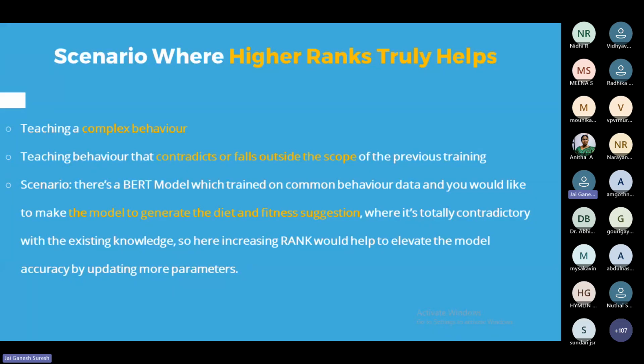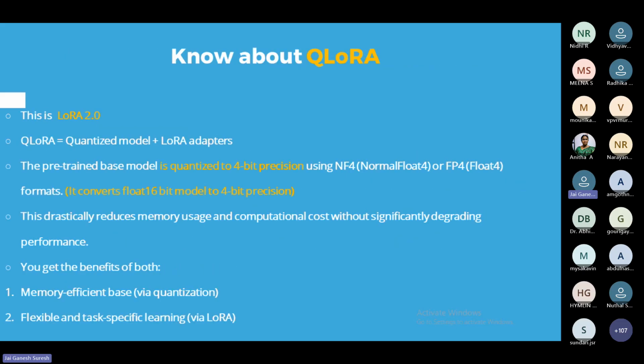Here there's a BERT model which is trained on common behavior data. You would like to make the model generate diet and fitness suggestions, which is totally contradictory with the existing knowledge. And here increasing the rank would help elevate the model accuracy by updating more parameters. So this is how you choose where to use smaller ranks and where to use higher ranks.